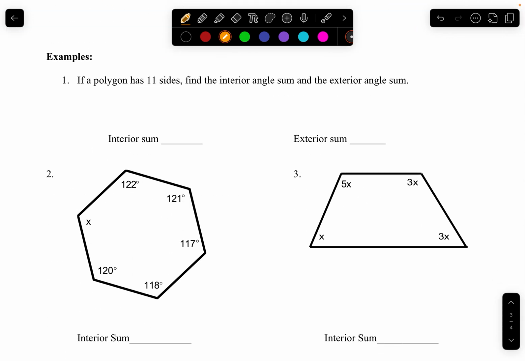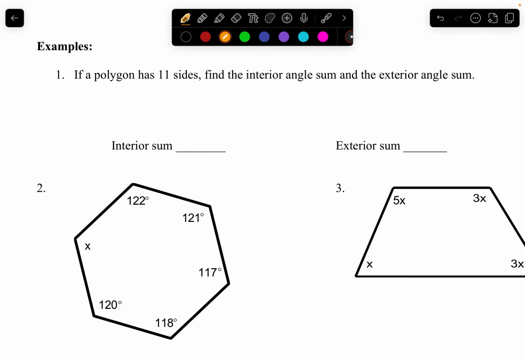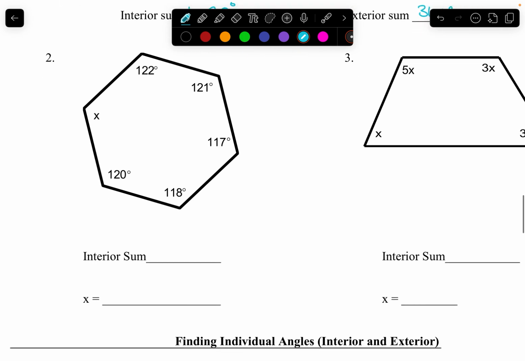All right, so here are some examples for us. If a polygon has 11 sides, find the interior angle sum and the exterior angle sum. Well, I don't have to do anything with the exterior angle sum because I already know that's 360 degrees. Now, to find the interior angle sum, I have a formula for that: 180 times n minus 2. The n in this case is 11 because it's an 11-sided polygon. And I get that the total interior sum for an 11-sided polygon is 1,620 degrees. Easy peasy.